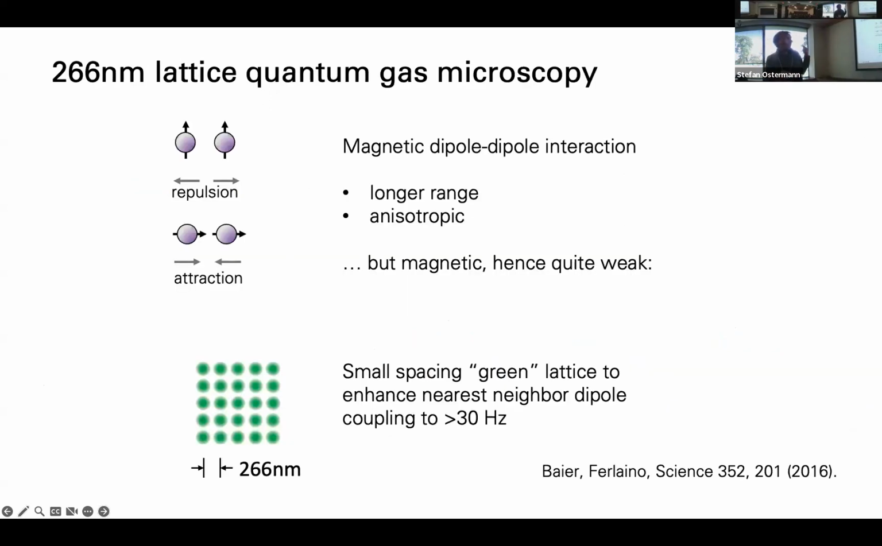Now, we then started to build an optical lattice, and of course we want the lattice spacing to be as small as possible. So we chose green light, which makes an attractive lattice potential with the dipole interaction being 30 hertz roughly.